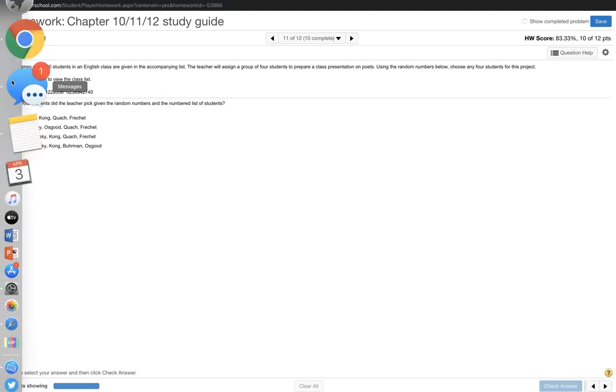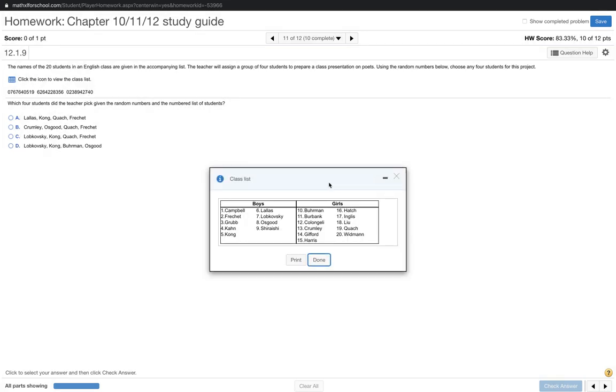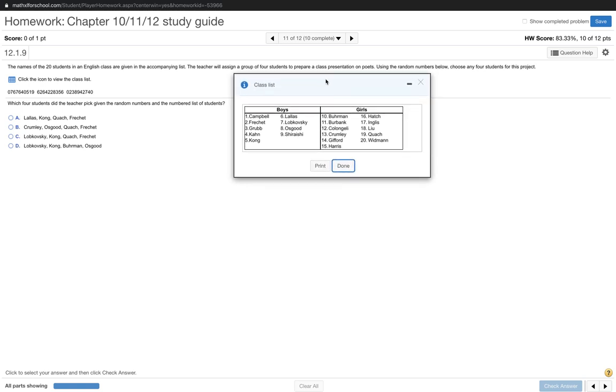Names of 20 students in an English class are given in the accompanying list. The teacher will assign a group of 4 students to prepare a class presentation on posts. Which 4 students did the teacher pick given the random numbers and the list below? We're doing the same thing, except we're looking at 20 possibilities for the 20 students instead of 50 possibilities for the 50 states. So we're going to go 2 digits at a time.